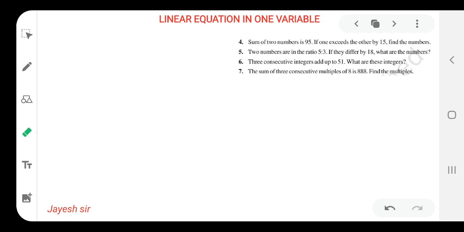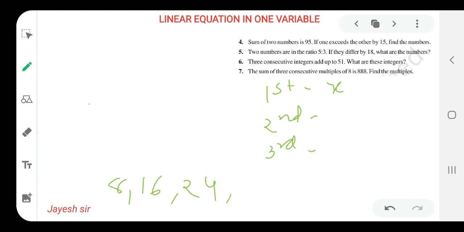Yes, friends. Now what can we do? This sum is similar to the previous sum, but with a little bit of difference. After our first step, you all might be able to solve it on your own also. This is first, second and third. Let us assume our first number be x. They are consecutive multiples of 8. So what are the multiples of 8? 8, 16, 24. These are the multiples of 8.